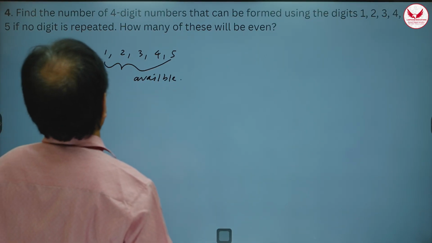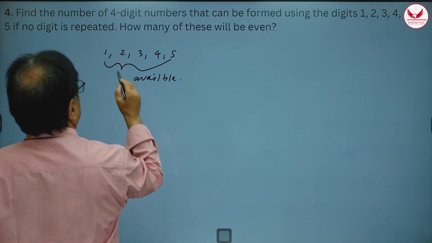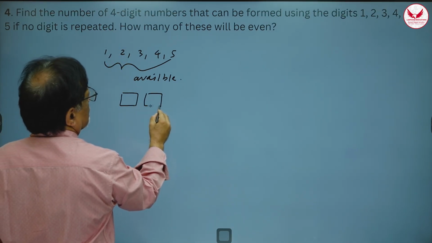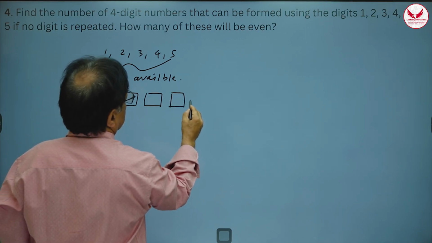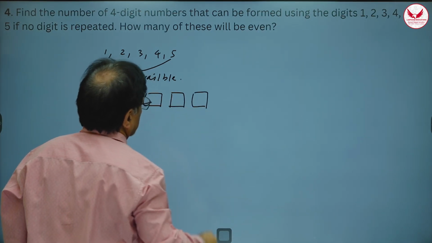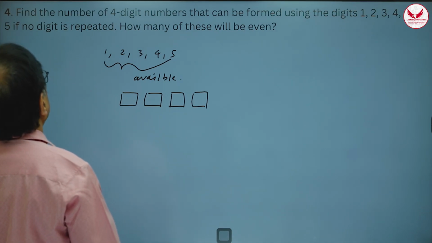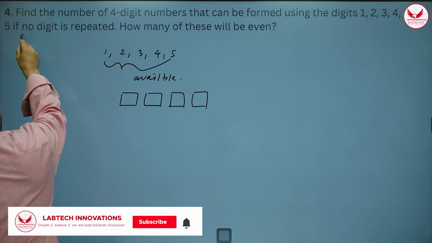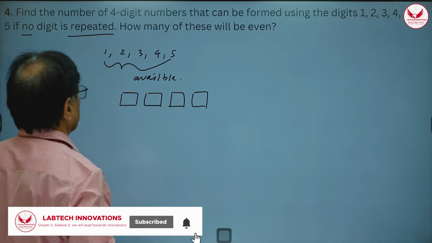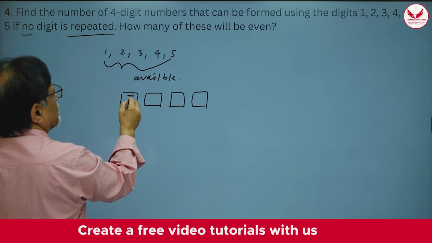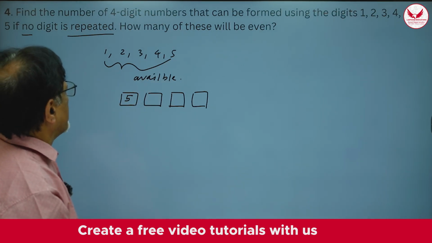How many digits are to be used at a time? 4-digit number. That means I have to do a job of filling up 4 places. So we'll divide it into 4 jobs, right? The question is, how many such numbers can be formed? And repetition is not allowed. Fine. So first place can be filled by any one of these 5. So first job can be completed in 5 ways.